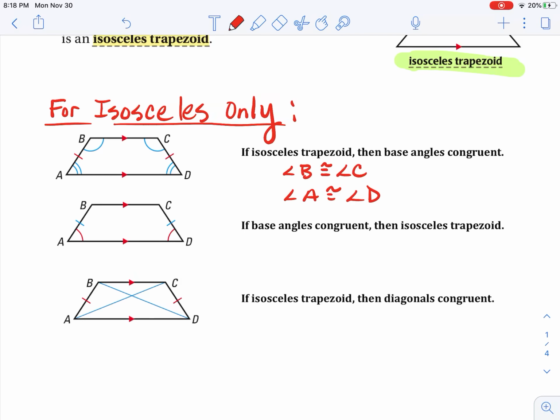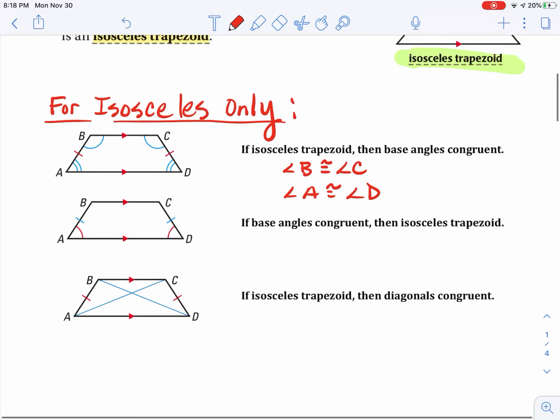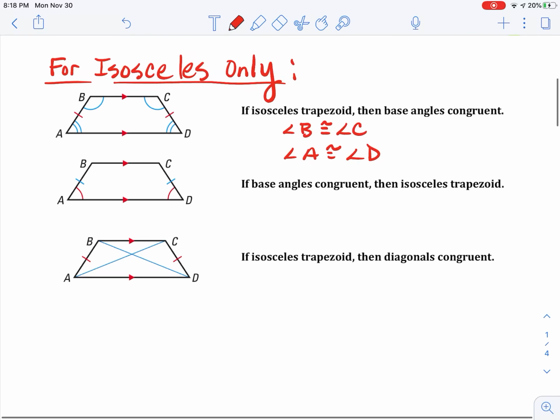Now, we could use this backwards. If we were going to do proofs, we would use what we call the converse. Hopefully you remember that word converse from chapter 2. If we were doing proofs, we could use the backwards of that original statement and say that if we knew the base angles were congruent, then we know we have an isosceles trapezoid. Since we're not going to be doing proofs, we really won't need that middle property. All right, and then finally it says if you have an isosceles trapezoid, then the diagonals are congruent.